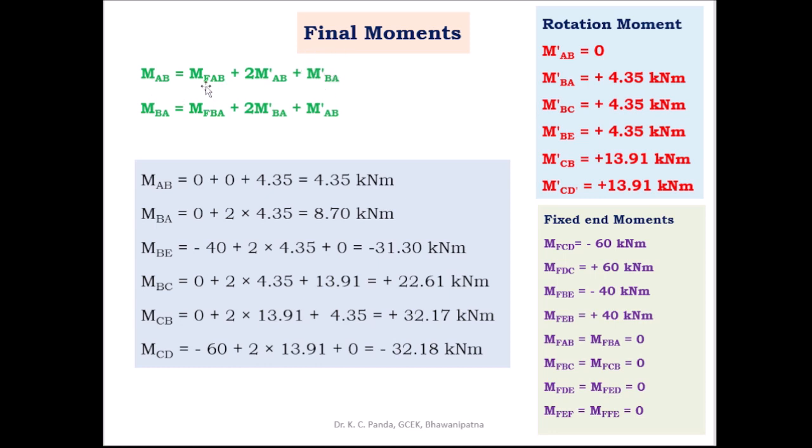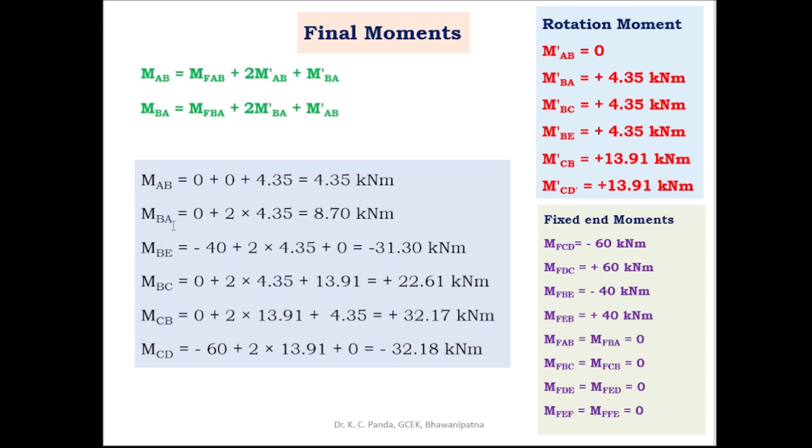That is, MAB is equal to MFAB plus twice M dash AB plus M dash BA. Similarly, MBA is equal to MFBA plus twice M dash BA plus M dash AB. By using this formula, find the final moment. MAB is equal to 0 plus 0 plus 4.35, that is equal to 4.35 kilonewton meter, because the piston moment AB is 0, M dash AB is also 0, and M dash BA is 4.35.